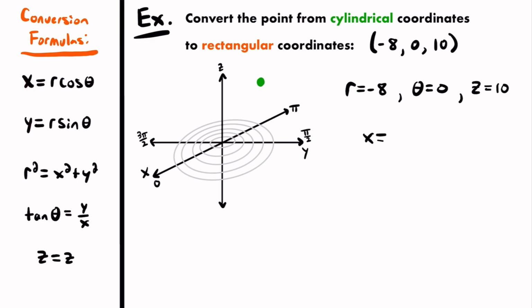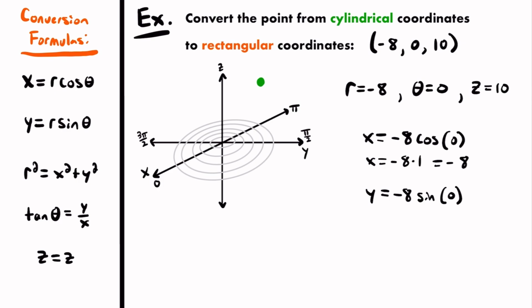So we'll have x equals r times cosine theta, so -8 times cosine of 0, and then we'll have y equals r, which is -8, times sine of theta, which is 0. Now cosine of 0 is 1, so x is equal to -8 times 1, which is -8. And then sine of 0 is 0, so y is equal to -8 times 0, which is 0. And then, of course, z is still going to be equal to 10. That doesn't change. There's no conversion formula for that. It's just z equals z.